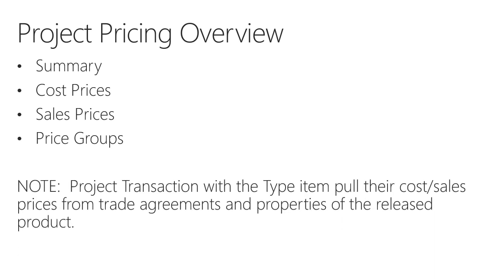So one note here is that project transactions with the type item, they don't pull their costs and sales prices from the project module. They actually pull their rates from trade agreements and the properties of the released products. So all that is done in the product information management module, or if you're using trade agreements too, it will evaluate trade agreement pricing.